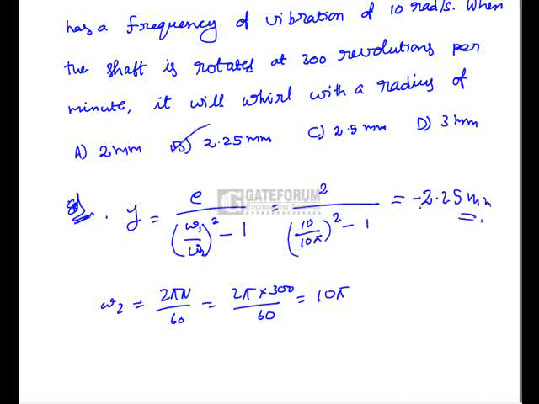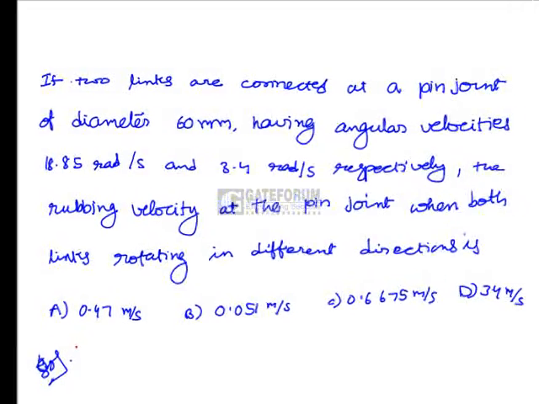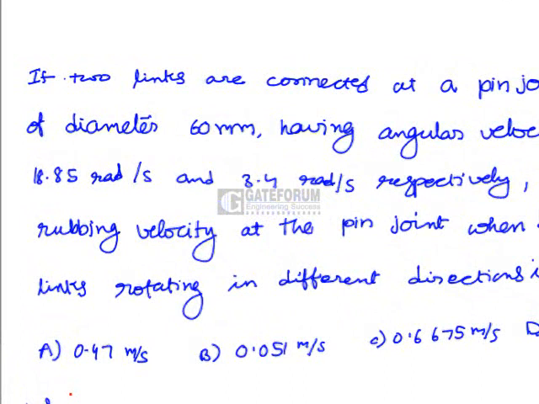So here it is minus 2.25, but here we need just the radius of the whirl, so that it is 2.25 mm.